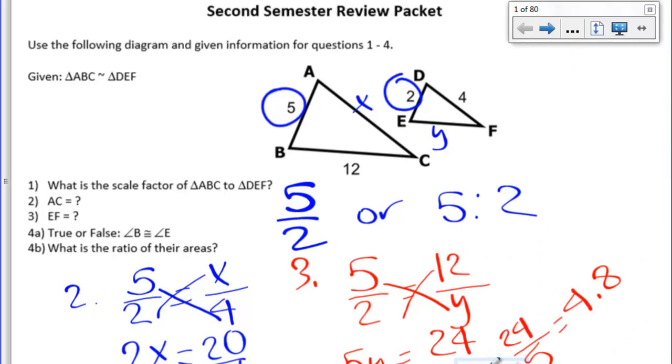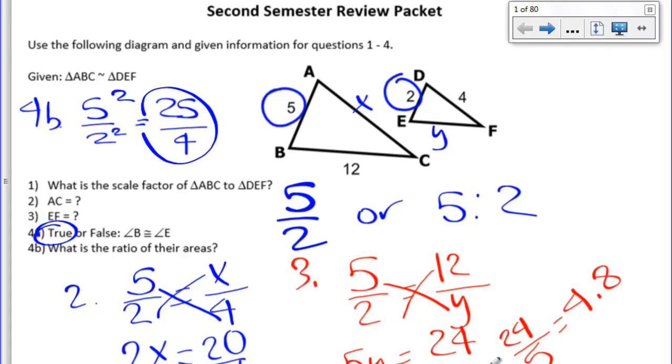Okay, 4A is absolutely true. If shapes are similar, the corresponding angles are absolutely congruent. And for 4B, what is the ratio of the areas? Well, you can use the scale factor to find that. So the ratio of the areas is similar to the ratio of the sides. You just square the two. So we get 25 over 4, and this is our answer.